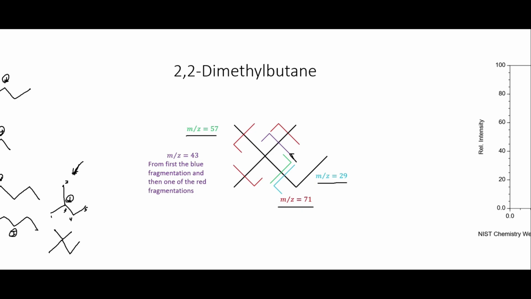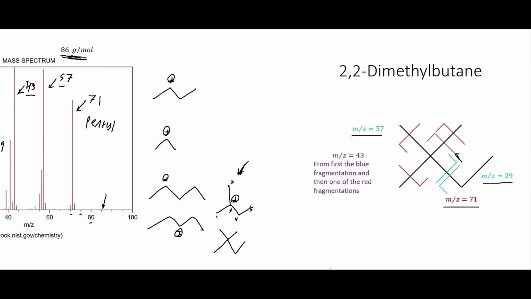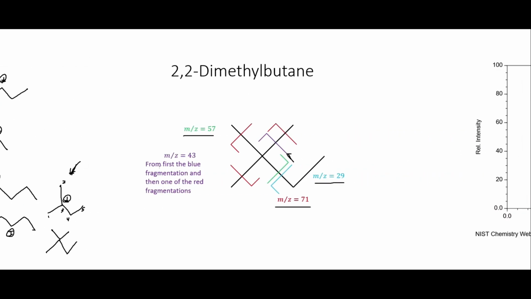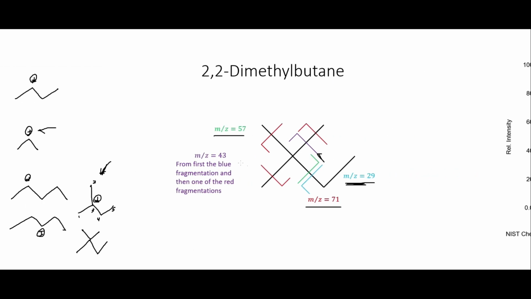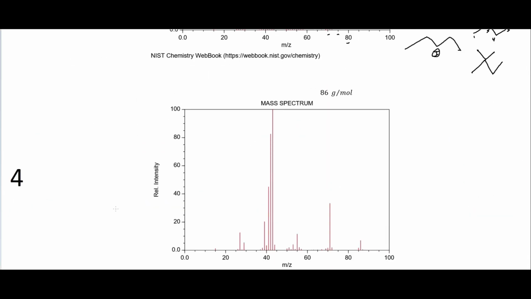And our 43, so I said we have this propyl group here, our 43. And so what that comes from is we can fragment off this blue one here, so the ethyl group, and then we can still fragment off one of the red ones, because that will give us a relatively stable propyl group with the positive charge on the secondary carbon right there. And so that's what I'm showing in purple here, where we are first breaking off the blue one, and then we can break off one of the red ones and have the carbocation end up right there. And so that is the 2,2-dimethylbutane. So now we can go on to number 4 here.